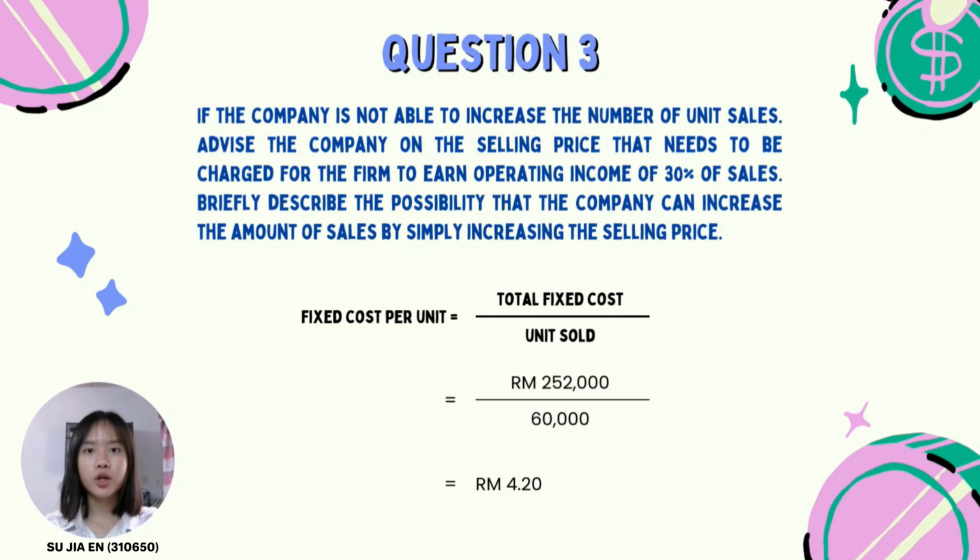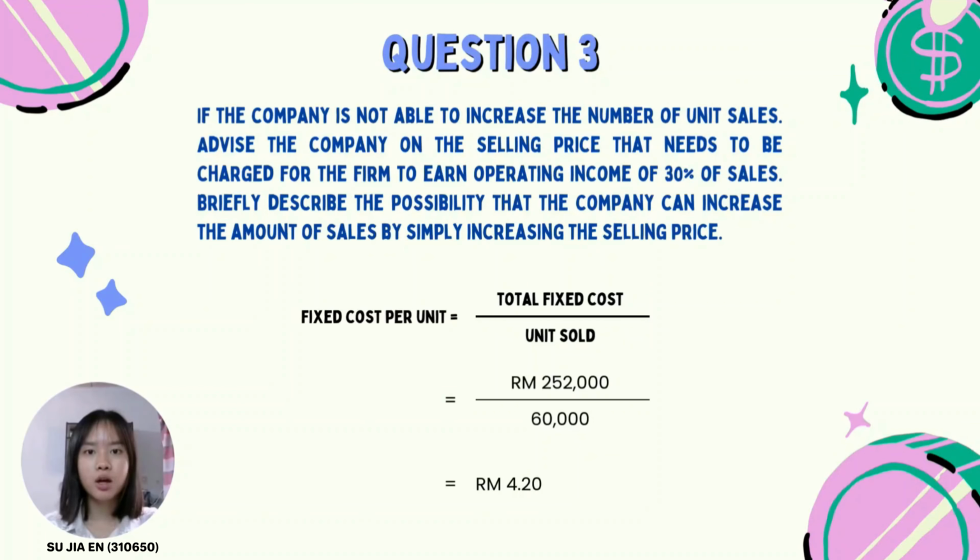Now I will present question 3, which is about determining the required selling price per unit in order for the company to achieve a net income of 30% of sales. The main objective of this question is to find out how much the company needs to charge per unit, assuming that the company continues to sell 60,000 units and that all the costs remain unchanged.